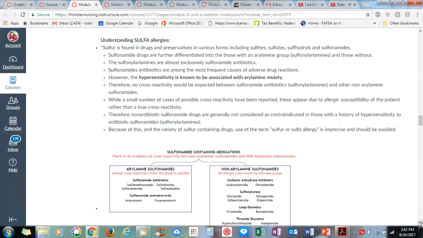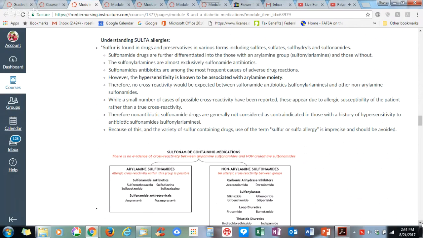sulfonylarylamines, and those without. Sulfonamide antibiotics are among the most frequent causes of adverse drug reactions. However, the hypersensitivity is known to be associated with the arylamine moiety. Therefore, no cross-reactivity would be expected between sulfonamide antibiotics, sulfonylureas, and other non-arylamine sulfonamides. While a small number of cases of possible cross-reactivity have been reported, these appear due to allergic susceptibility of the patient rather than a true cross-reactivity.